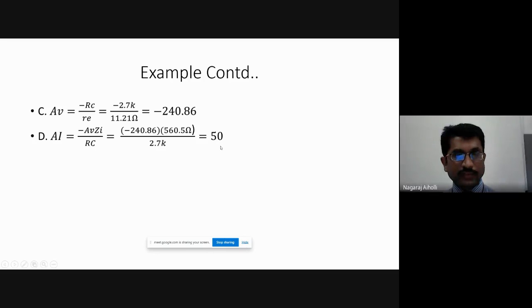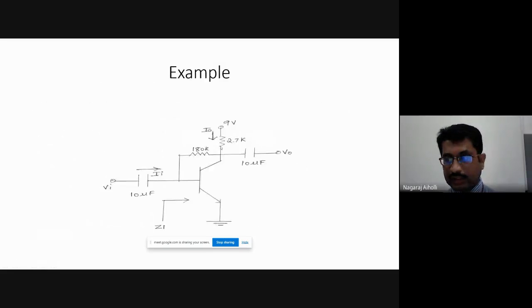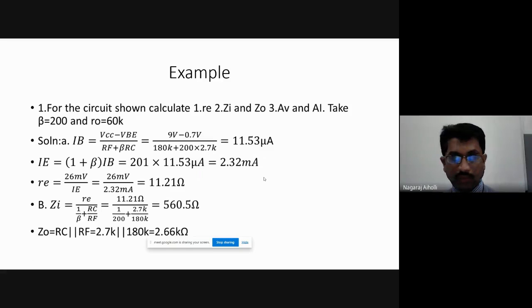Right, so this is how we solve this collector feedback configuration circuit. In question number 8, the beta value is different. The beta value given is 100, so you will solve for beta equal to 100. Values may be changed, and accordingly, whatever values are given, you have to see the values, whether beta is 100 or 200, and then solve the examples.